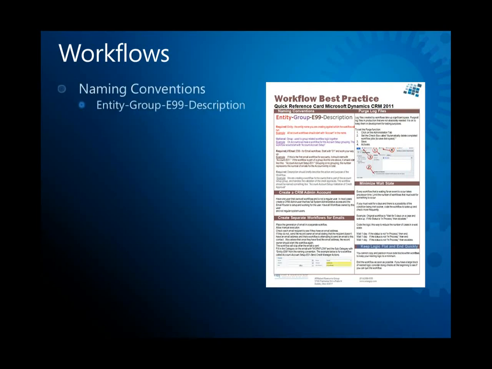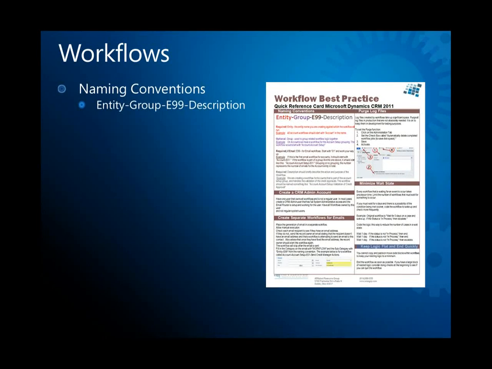All right, so with that said, you're going to find out a lot of best practices. We'll start out with naming conventions. What we talk about with naming conventions is we type in the word entity. When we start naming our workflows, we go entity hyphen a group hyphen like E99. What that means is which email, and I'll talk about that in a second, and then the description. Now, some of these are optional.